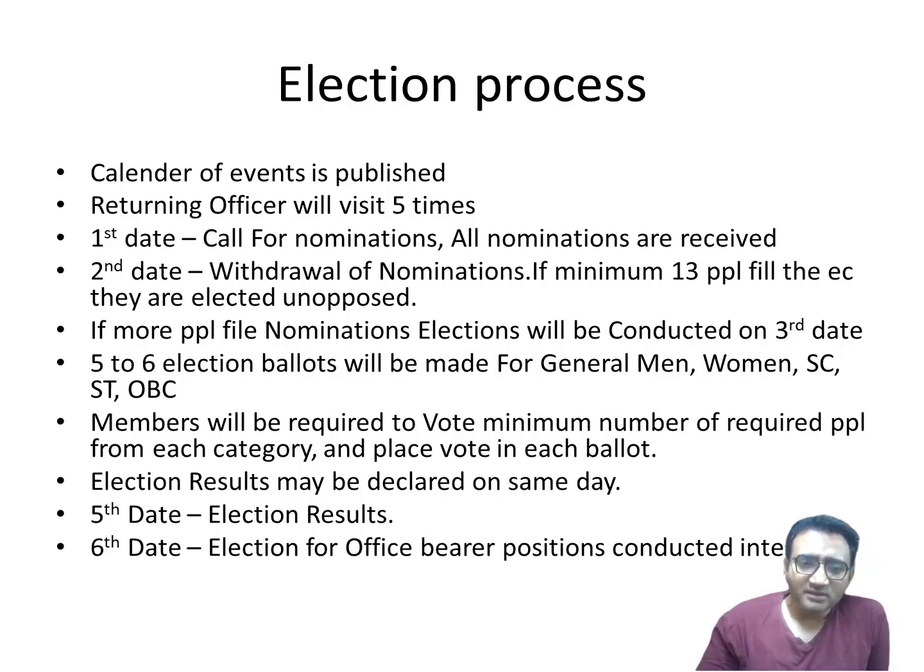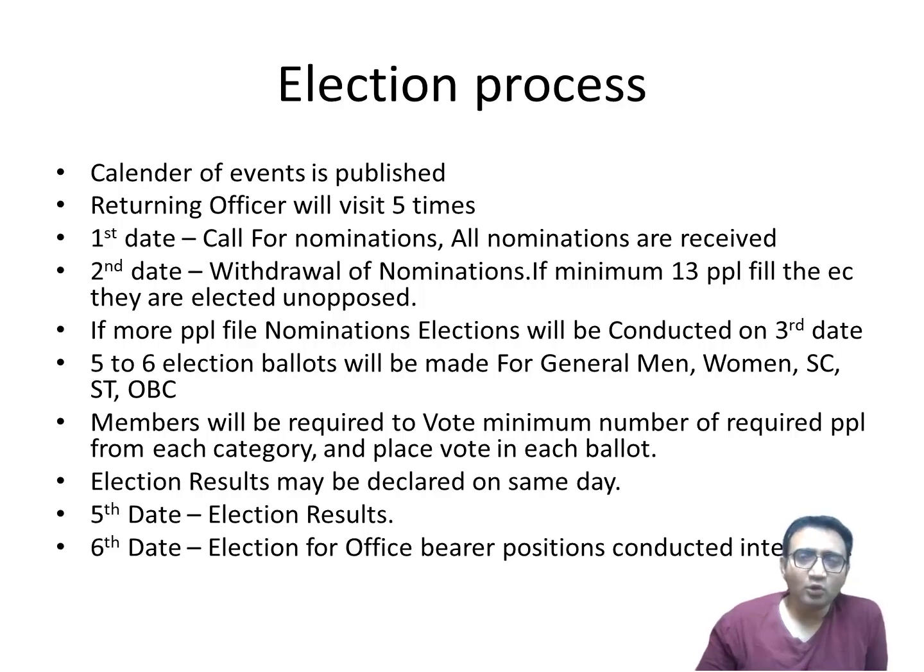The returning officer prepares 5 to 6 election ballots. Suppose there are 9 men contesting for the general category and you need to elect 7 people. There will be 1 ballot for general category men. If there are 4 women contesting for 2 posts, there will be 1 ballot for women. Likewise for SC, ST, OBC: if those people have filed nominations and there is no opposition, they will be elected unopposed. Elections will be conducted only for those categories that have a large number of nominations.